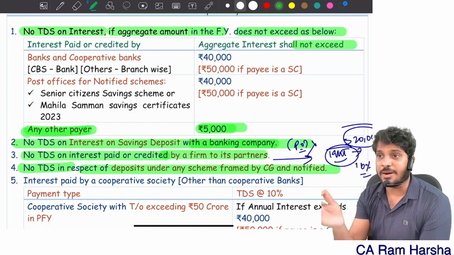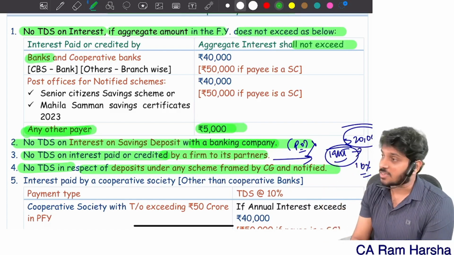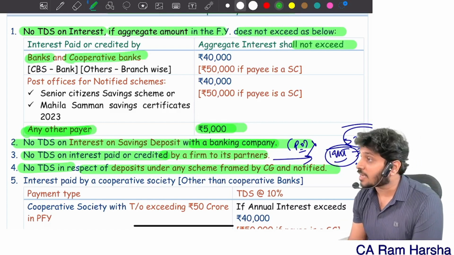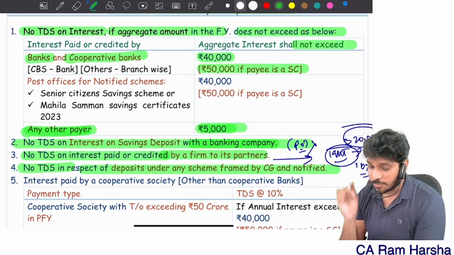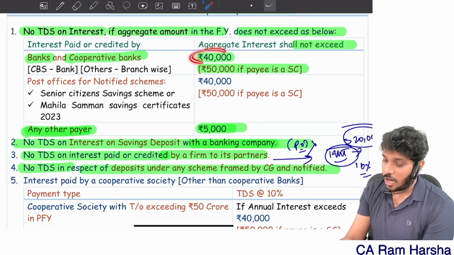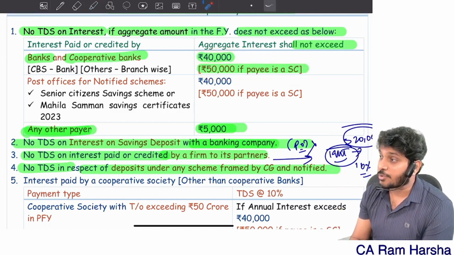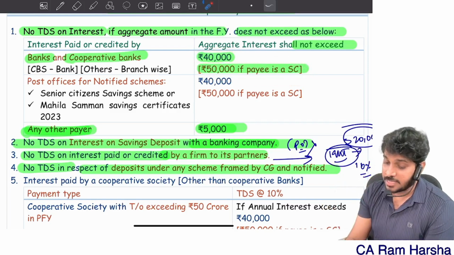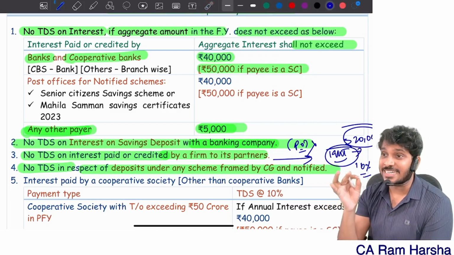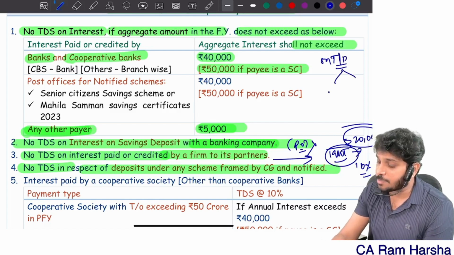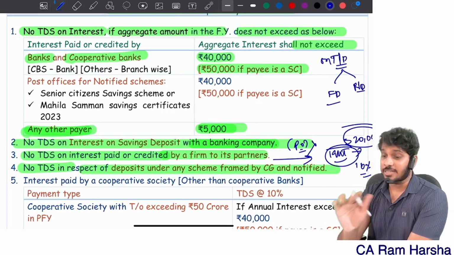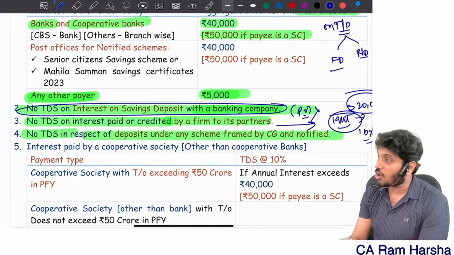If the payer is a bank or a cooperative bank, then 40,000 is the threshold limit. Senior citizen, what is the threshold limit? 50,000. Yes or no? Now, sir, how shall this 40,000, 50,000 limit be computed? Is it per fixed deposit? By the way, banks have to deduct TDS only on time deposits. Time deposit means it may be a fixed deposit or a recurring deposit, anything. Savings deposit is exempted, no TDS at all.